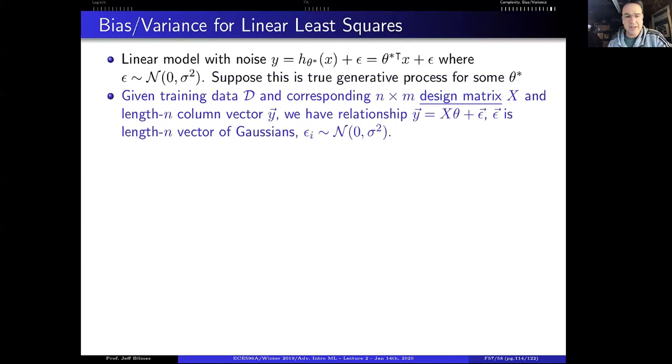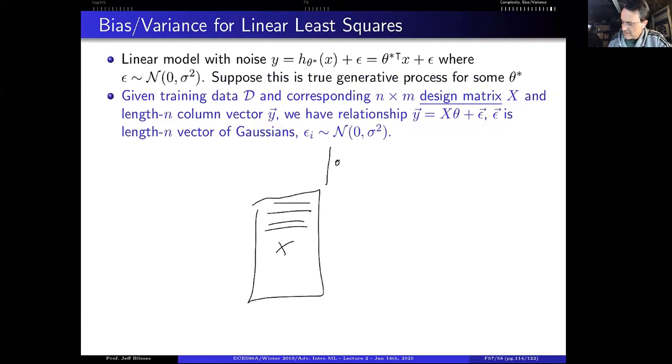Let's set up the matrix version, like we did before. We had the design matrix X and a length n column vector Y. The matrix representation is that the Y vector is equal to X times theta. You remember this picture: each of these is an X vector, theta is the column vector, and then Y is this thing. We saw this picture last time, except we now have noise added to it, epsilon, which is a length n vector of Gaussians. Each one is a separate, independent Gaussian random noise term with zero mean and sigma squared variance.